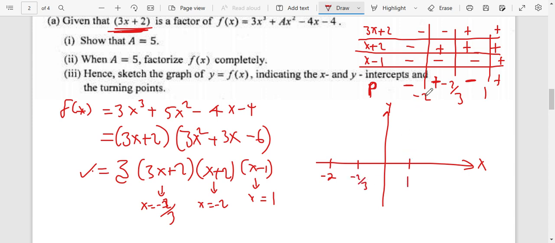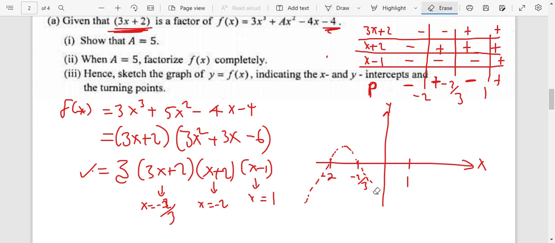We know that for all values of x less than negative 2, the function is negative. So meaning that is going to be below. Between negative 2 and negative 2 over 3 is positive, meaning it's going to be above here. And then between negative 2 over 3 and 1, it's negative. But remember also I've got the y-intercept is negative 4, so it will come and cut at negative 4. So it's supposed to pass like that. Negative 4 is not a turning point. That is where it will just cut.